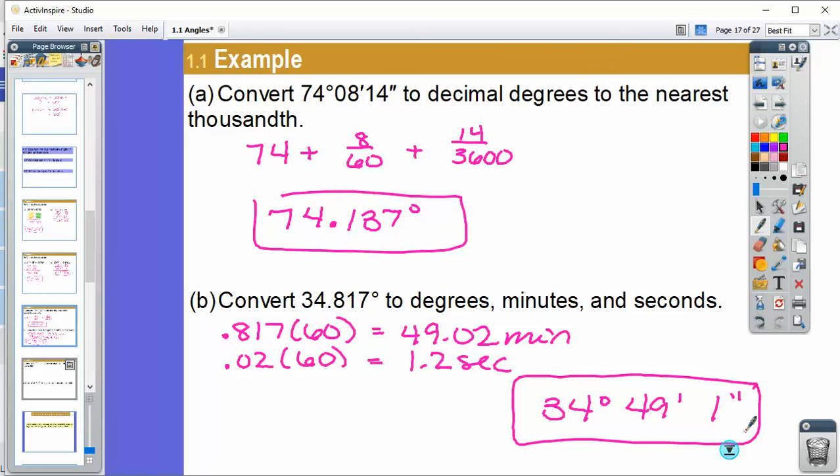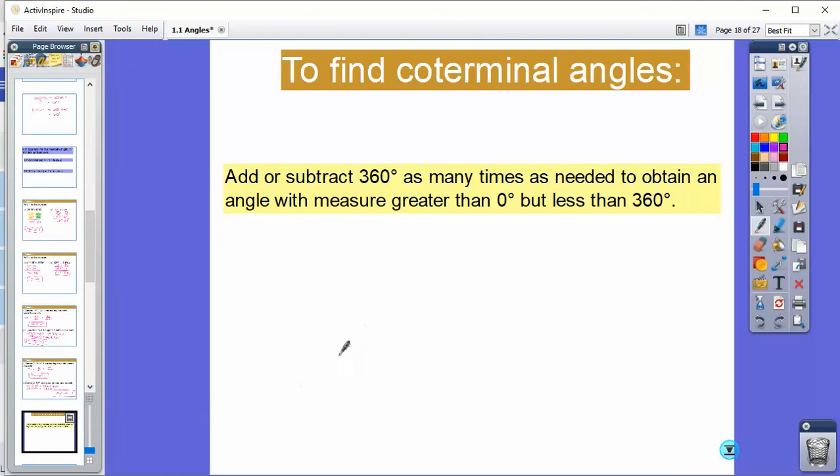Still okay? I think I'm going to do one last definition, then I'll probably stop there for today. The last thing I want to talk about today is coterminal.